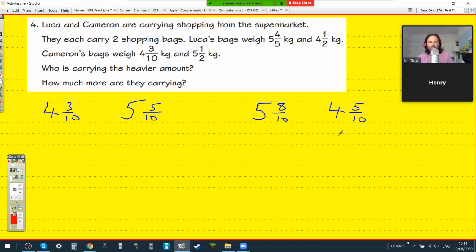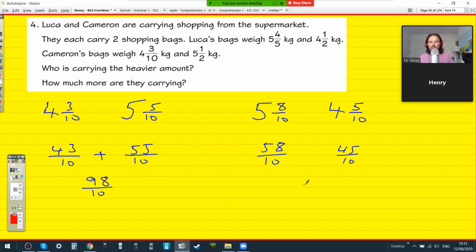And then the improper fraction for 4 wholes and 3/10 is 43 over 10. So 43 tenths. And then 55 tenths. And then 58 tenths. And then 45 tenths. Okay, so 43 add 55, or should I say 55 add 43, is 98 tenths.